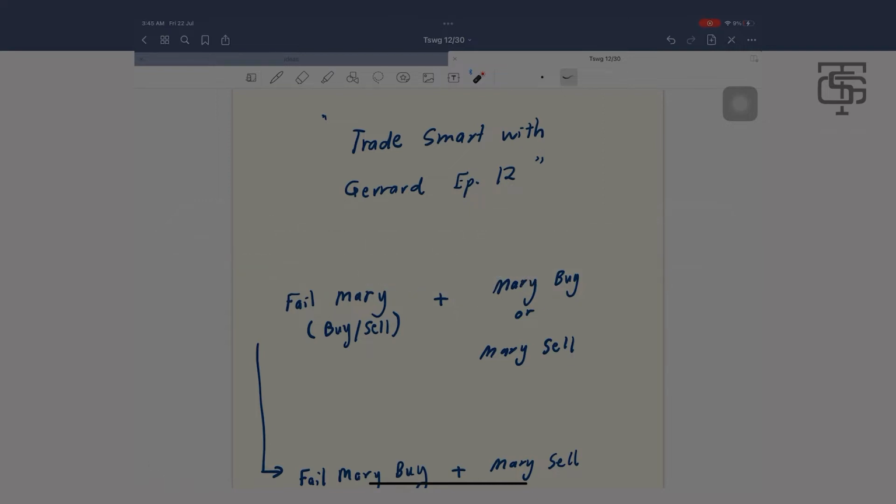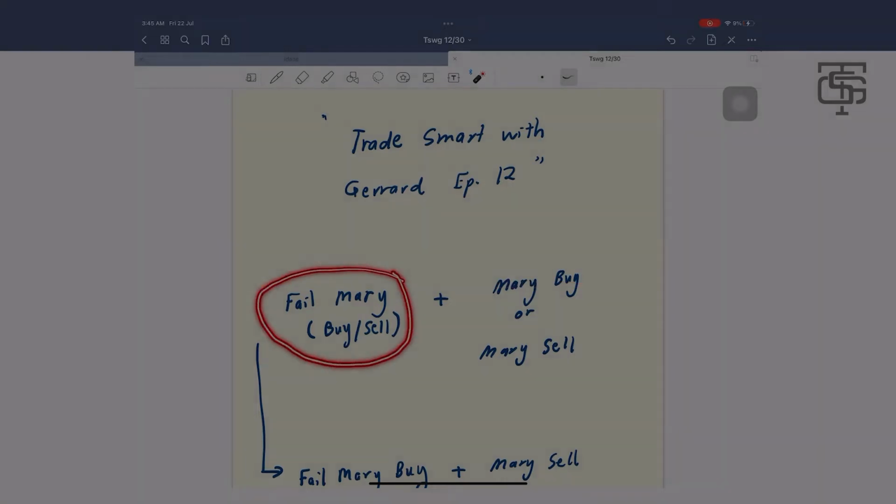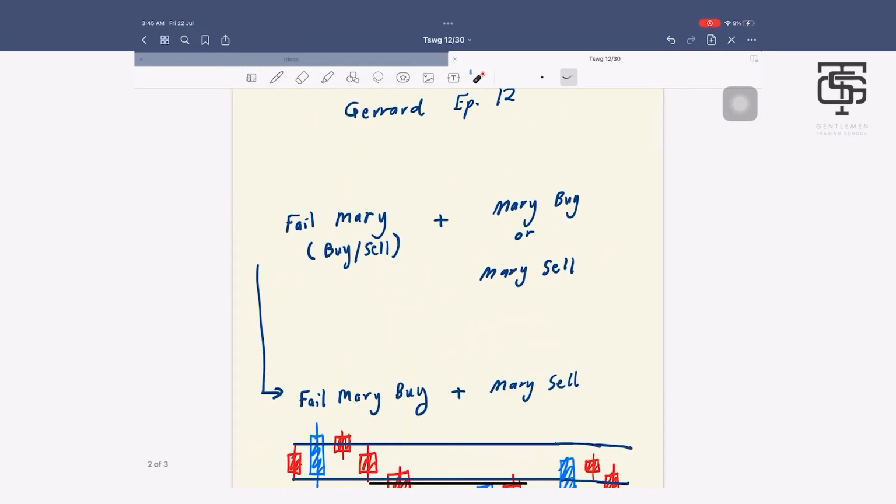Today, we are going to be focusing on fail marry buy or sell together with a marry buy or a marry sell. So why is this important? You guys have learned how to mark a marry buy or a marry sell, right? The most important thing is that we are going to go a bit more in depth on how we do our zones and how I mark my zones. So let's get into it.